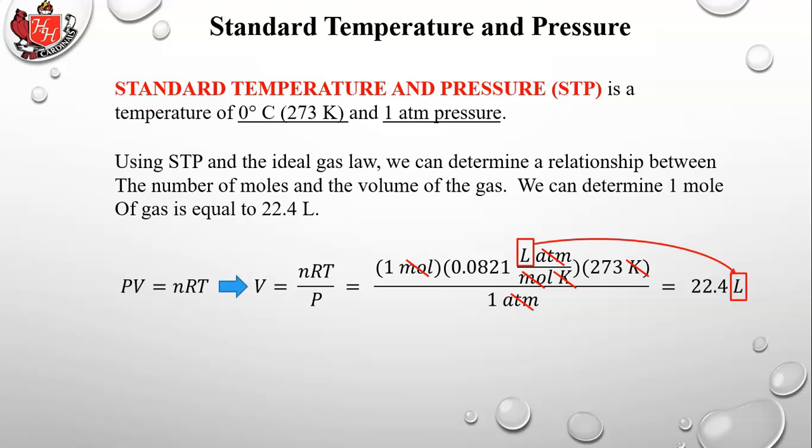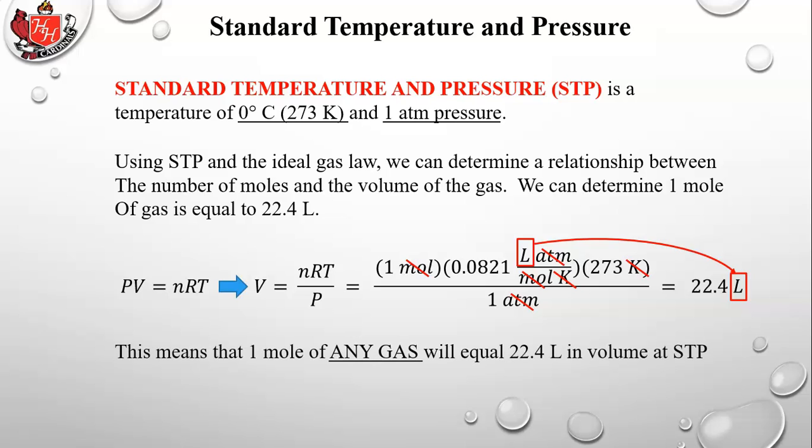Now if you multiply everything on the top, 1 times 0.0821 times 273, and divide by everything on the bottom, 1, you get 22.4 liters. So at standard temperature and pressure, 1 mole of any gas has a volume of 22.4 liters. This means that 1 mole of any gas will equal 22.4 liters in volume. That's at STP, at standard temperature and pressure.